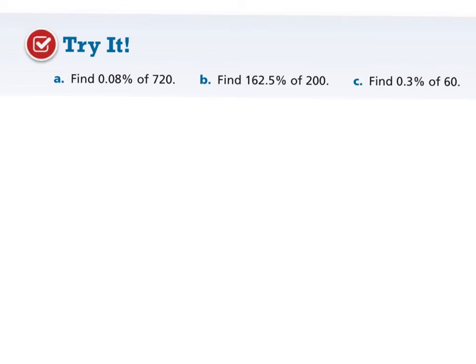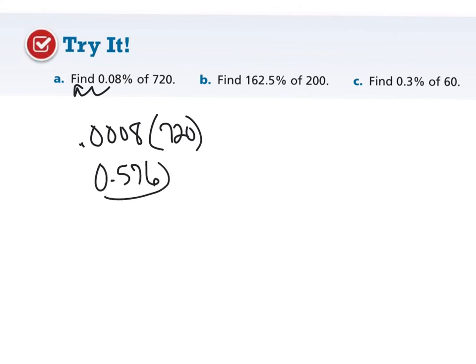So part A, one option would be moving your decimal 2 places to the left, which means we have to annex or add a 0 here, so that would be 8 ten-thousandths. Of means times, and this is a pretty small decimal, so our number is going to be getting quite a bit smaller, and this would be 576 thousandths when you work that out. Okay, again, you could do a proportion as well, which would be 8/100 over 100 equals x over 720. You'll get the same answer.